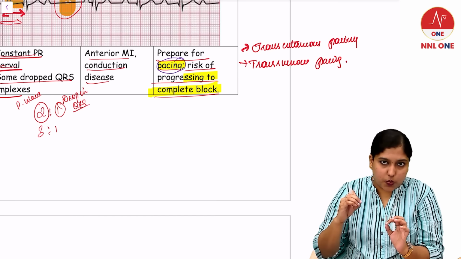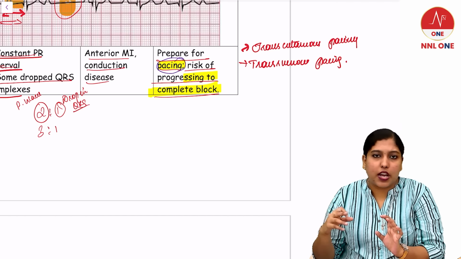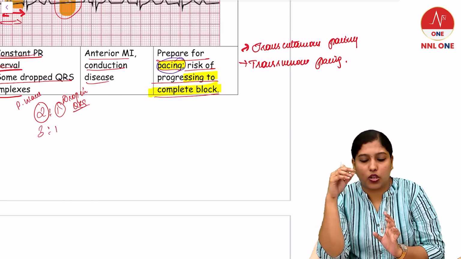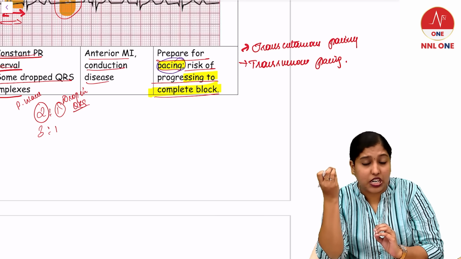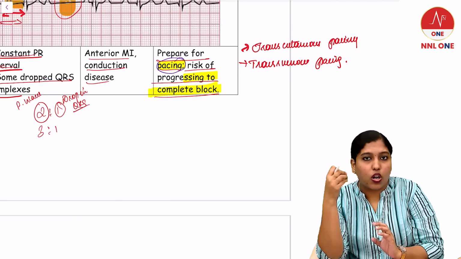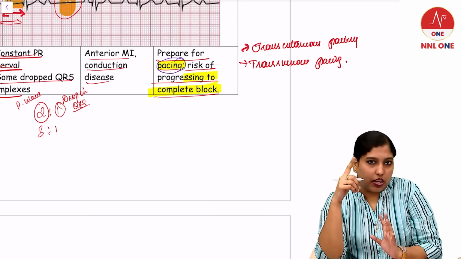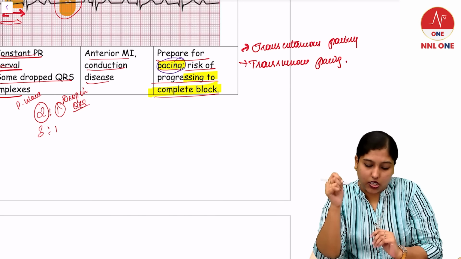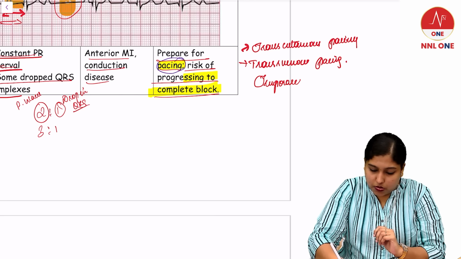Transvenous pacing is done most commonly through the femoral vein. So what they will do is directly put the electrode inside the heart. It will be an atrial electrode, a ventricular electrode, or a biventricular electrode, which means it is placed in both the ventricles. That is the transvenous pacing. That is the temporary pacemaker.